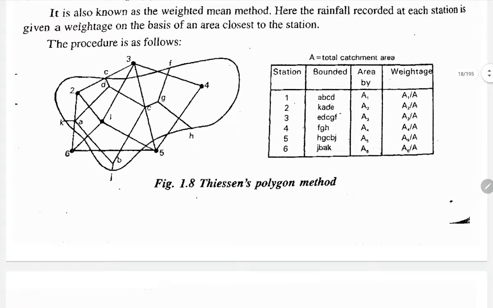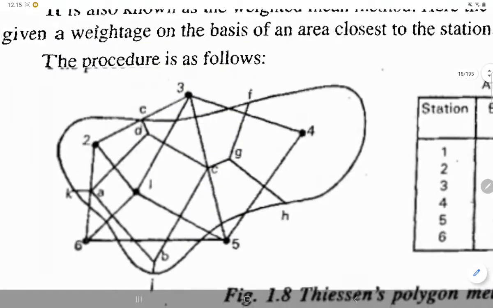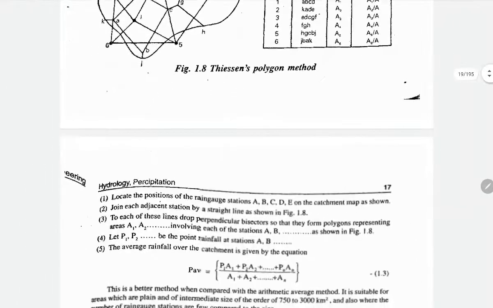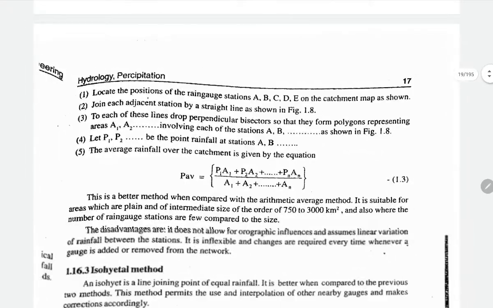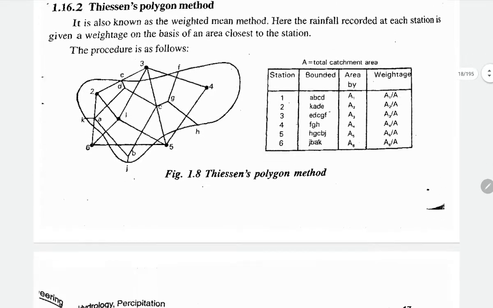The rain gauges are covered by these polygons, and the area of each polygon is written as A1, A2, A3, and so on. Let P1 and P2 be the rainfall at stations A and B. The average rainfall over the catchment area is then given using this Thiessen polygon method.